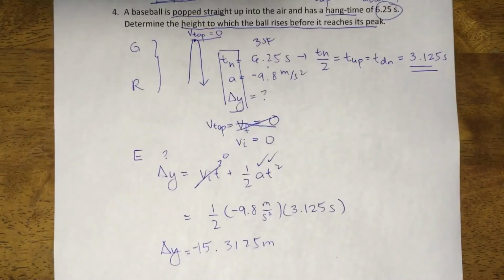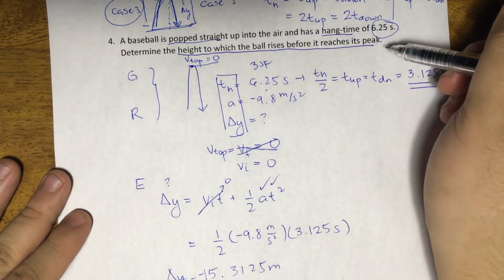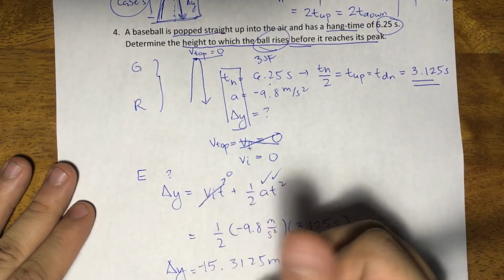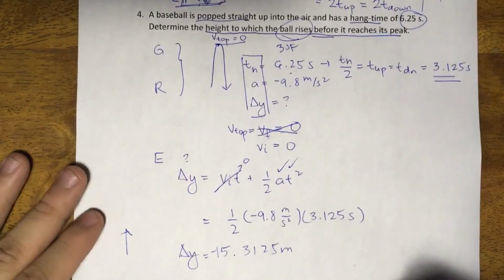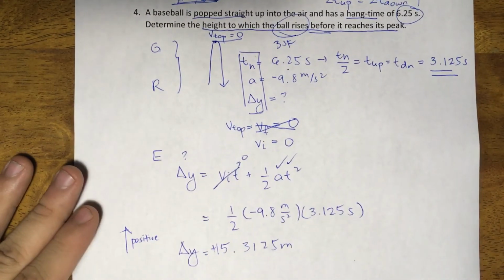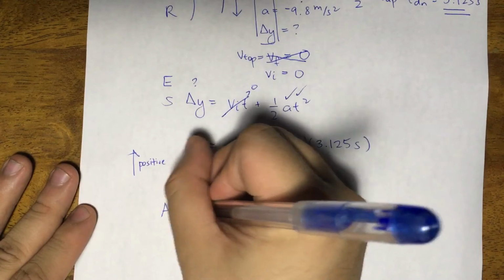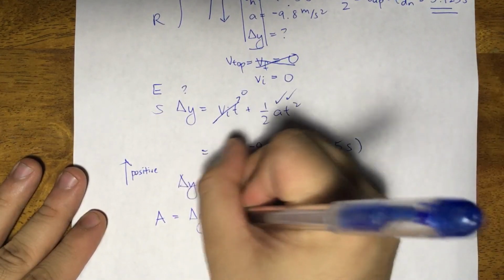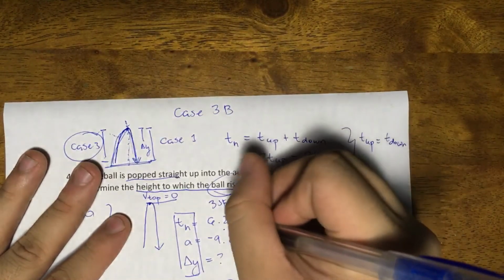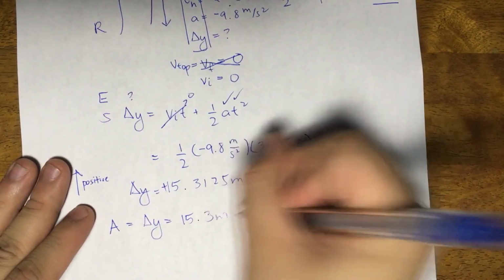However, this is where we go back to the original problem. Determine the height to which the ball rises before it reaches its peak. If you're going up, the ball rising before it reaches its peak, so delta y going up is then what? If you're going up, this is a positive direction. Therefore, your delta y has to be positive as well. So the final answer would then be delta y is equal to positive 15 point, how many sig figs? Remember, we will count only the ones in the problem, 3 sig figs, okay? 15.3 meters positive.